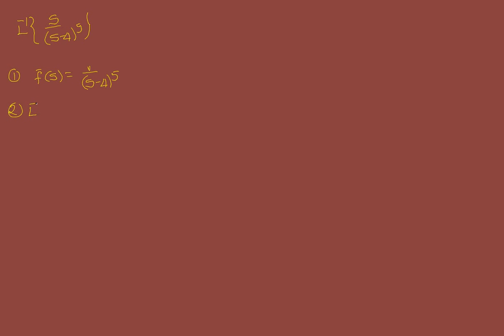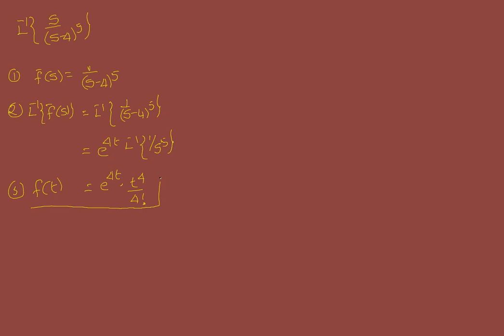Next, applying the L inverse, L inverse of f bar of s is equal to L inverse of 1 by s minus 4 whole power 5. That is nothing but, in place of s you have s minus 4, meaning e power 4t into L inverse of 1 by s power 5. That is equal to e power 4t into t power 4 by 4 factorial. That is L inverse of f bar of s, meaning the f of t value. F of t is equal to this much.